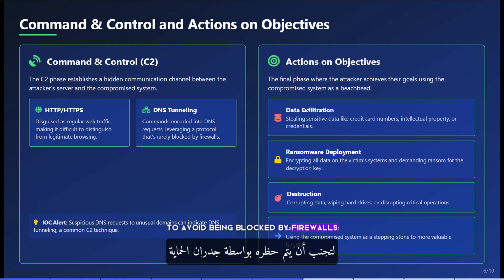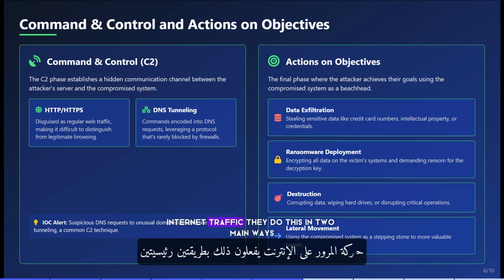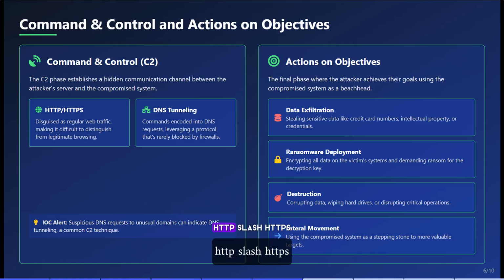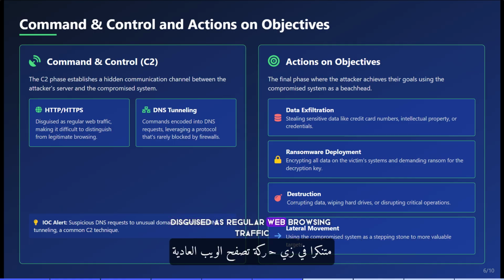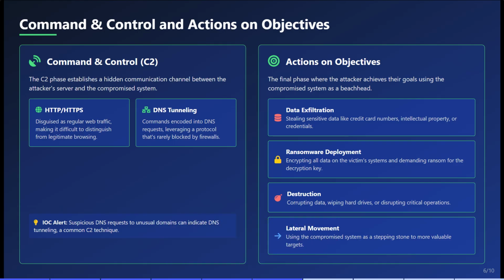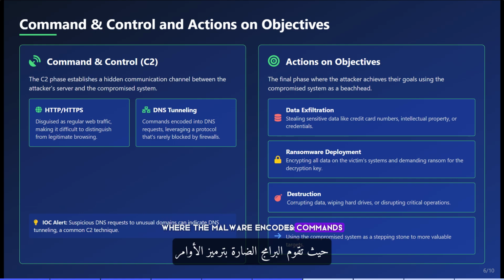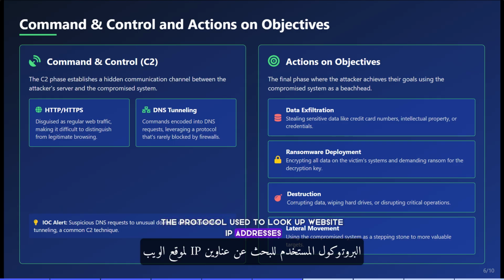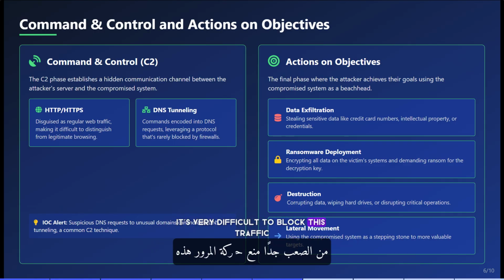To avoid being blocked by firewalls, attackers need their C2 communication to look like normal internet traffic. They do this in two main ways: HTTP/HTTPS. The malware sends data back and forth to the C2 server disguised as regular web browsing traffic. To a firewall, it just looks like the user is visiting another website. DNS tunneling. This is a more advanced technique where the malware encodes commands and stolen data into DNS requests, the protocol used to look up website IP addresses. Since all computers need to use DNS, it's very difficult to block this traffic.